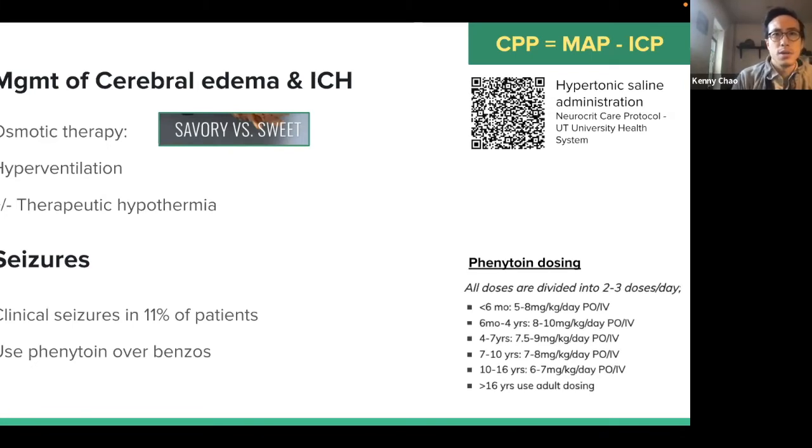You want to be wary of how hypertonic of a solution you want to use. Generally, you can use 2% via peripheral IVs, maybe 3% if you have a large bore one, but anything higher than that requires a central line. You'll have to also do frequent sodium checks, make sure that the kidney function is okay. It does sometimes cause hyperchloremic acidosis, metabolic acidosis, so just be aware of that. If you are using mannitol, again, this is more if hypertonic saline fails.